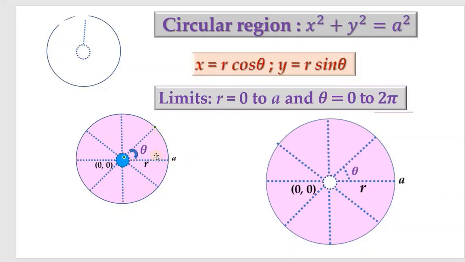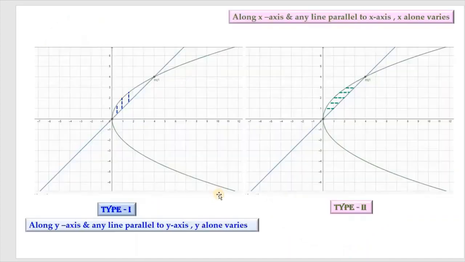So the same circular region can be covered by drawing lines parallel to the y-axis or x-axis in the Cartesian coordinate system. In the polar coordinate system, the same thing is covered by considering the radial lines. So this is how we give the limits. And there are certain other regions, which you will come across when we do problems.